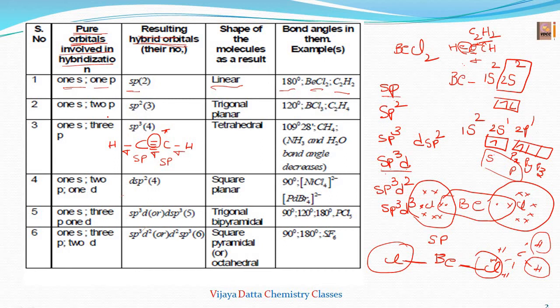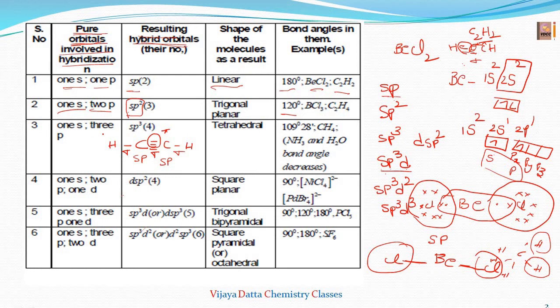Next, the next type of hybridization is where one s orbital and two p orbitals are involved, that is said to be sp2 hybridization. The total number of hybrid orbitals is 3, that is one s orbital and two p orbitals involved. So the total number of resulting hybrid orbitals will be 3 here, and the shape of the molecule will be trigonal planar, and the bond angle will be 120 degrees. BCl3 and C2H4 we can take as examples.